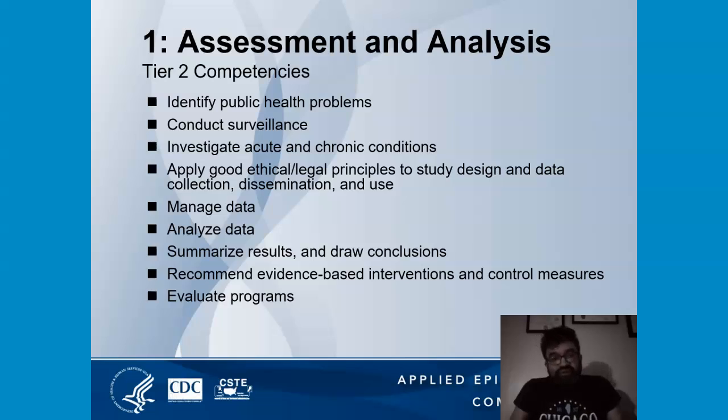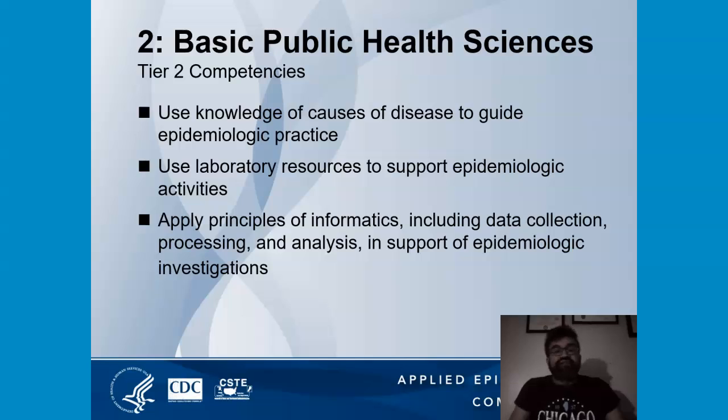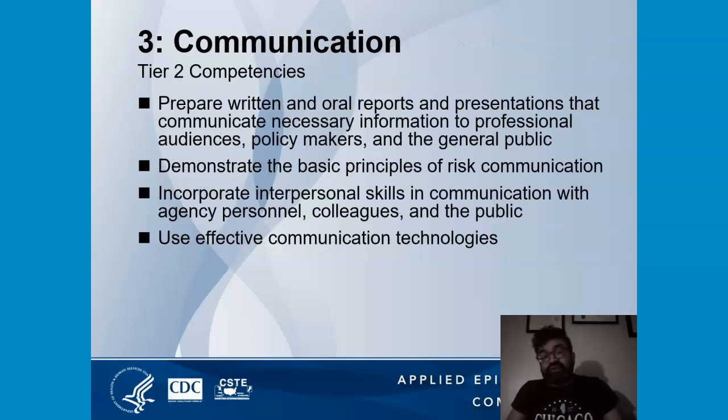So these are all of the 9 major competencies associated with the assessment and analysis portion. The basic public health sciences, of course, is self-explanatory: the knowledge of the causes of disease, and any laboratory resources that are used to support epidemiologic activities. Very important to understand, of course. Then the final portion is informatics and the data collection process, again the analysis and an epidemiological investigation.